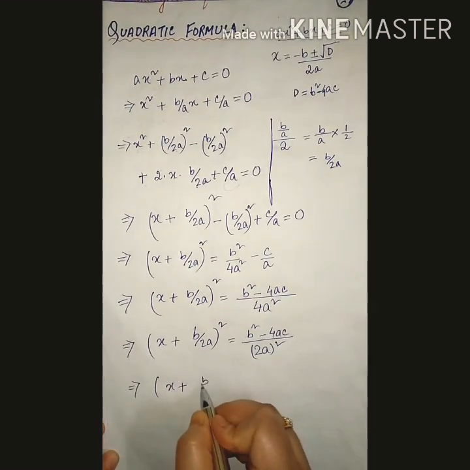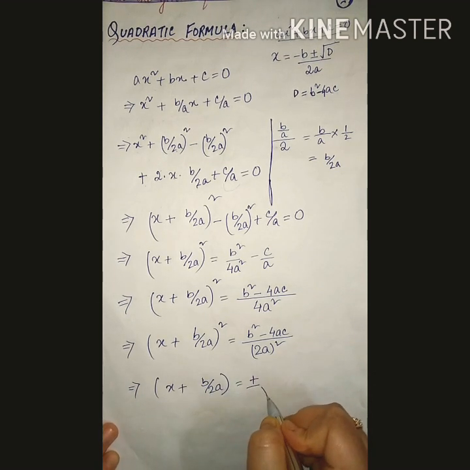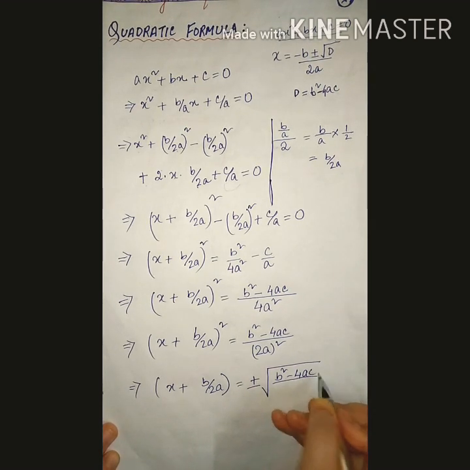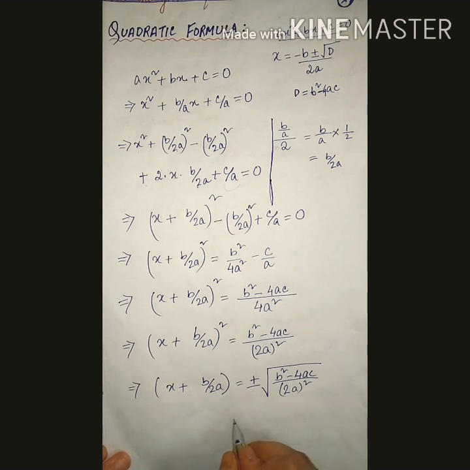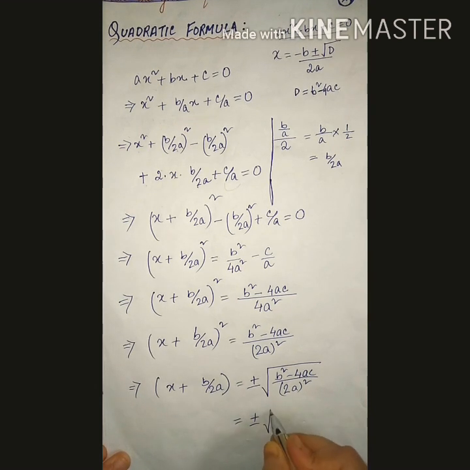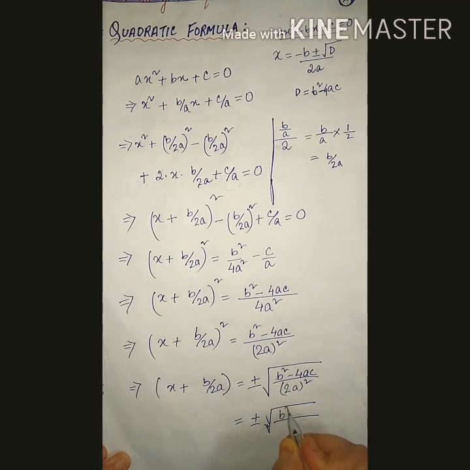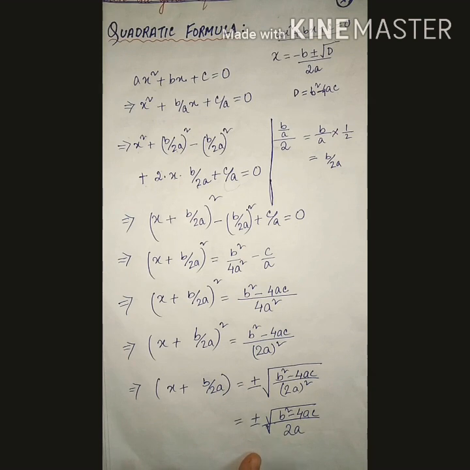Then x plus b by twice a equal to plus or minus root over b square minus 4ac divided by twice a whole square. Since the square is there and the root is there, so plus or minus root over b square minus 4ac divided by twice a. Now you see this one, we got this.